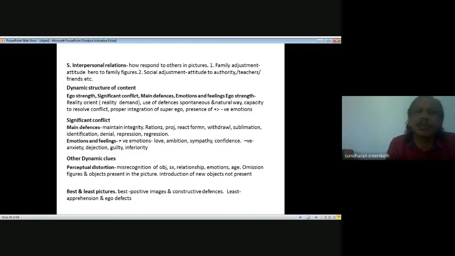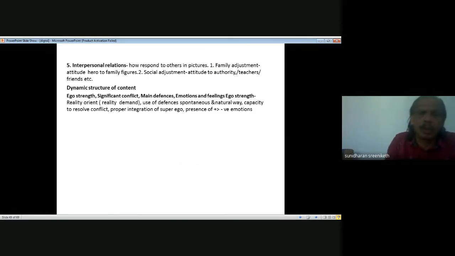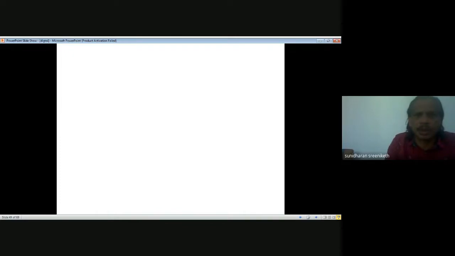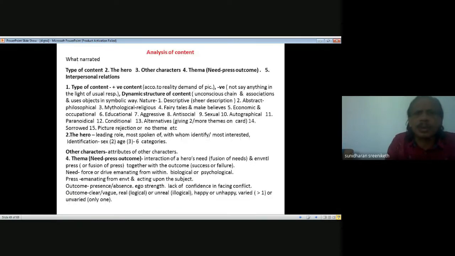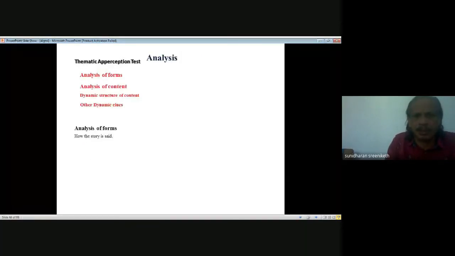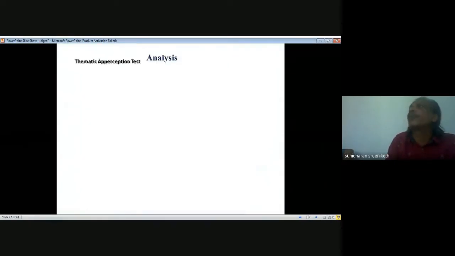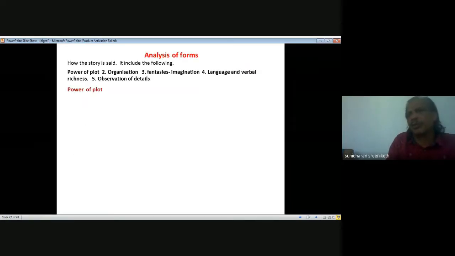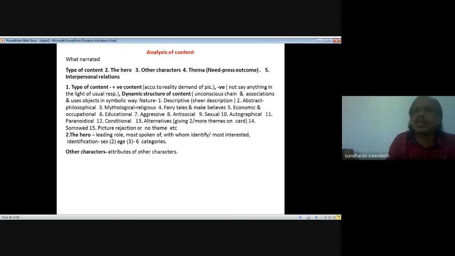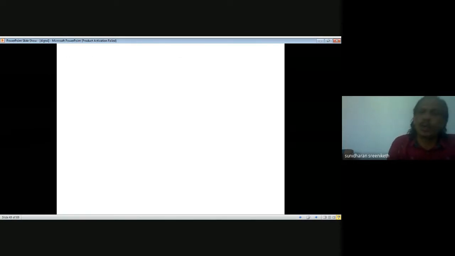We have an Indian adaptation of this test, the TAT, and in India this test is adapted by Umar Chaudhary, as we saw last year. This test also has a children's version, known as CAT. These are two important tests that we discussed last day.